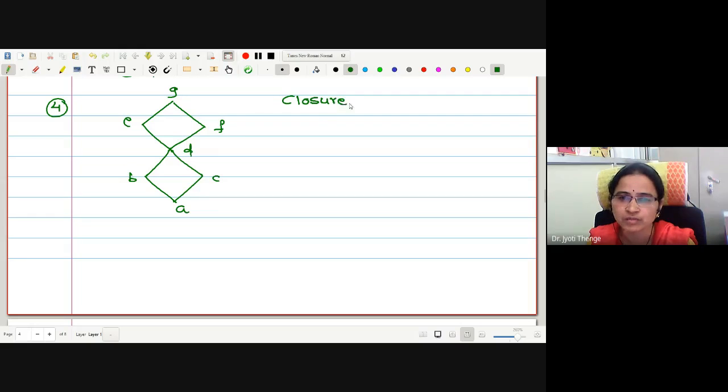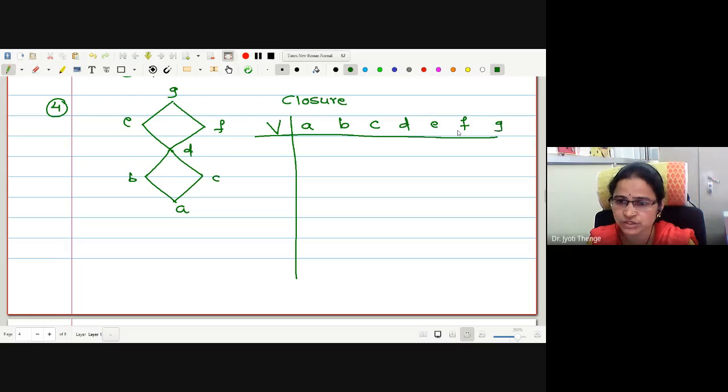Table for both the operations, join and meet. First we will find out the closure table regarding join. This is very similar to the tables we find in group theory. Correct, na? To check whether it is closed or not, we list A, B, C, D, E, F, and G along the rows and columns.